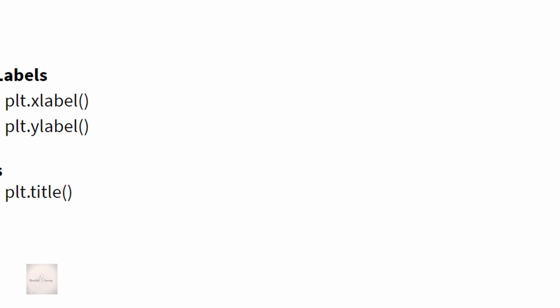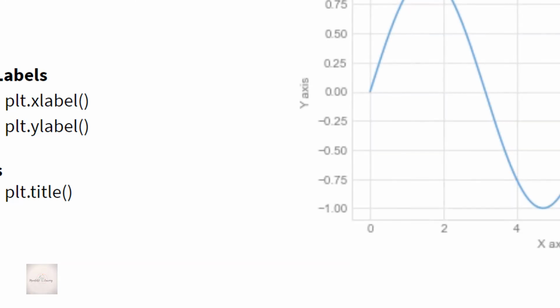Now what does this axis represent? This actually represents the x-axis and y-axis. For axis labels, we use two methods. One is plt.xlabel and another is plt.ylabel. In the same way, we have one more method called plt.title. By using plt.title, we will be adding the title for our plot. So let's use these methods to add the title and the axis labels for our plots.